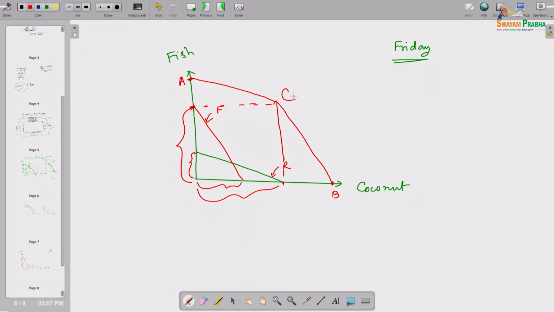Definitely this ACB line. Look, this AC segment will be parallel to Robinson's production possibility frontier, and this CB segment must be parallel to Friday's production possibility frontier. So, although we are in a situation where only one type of resource is there, labor hour or time, the labor is of two different qualities. Robinson's labor is relatively efficient in coconut production, Friday's labor is more efficient in fish gathering, right.